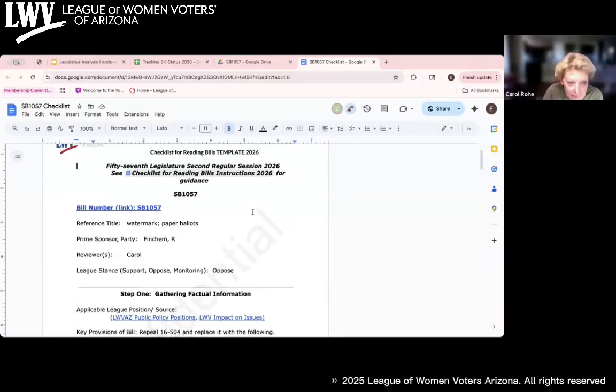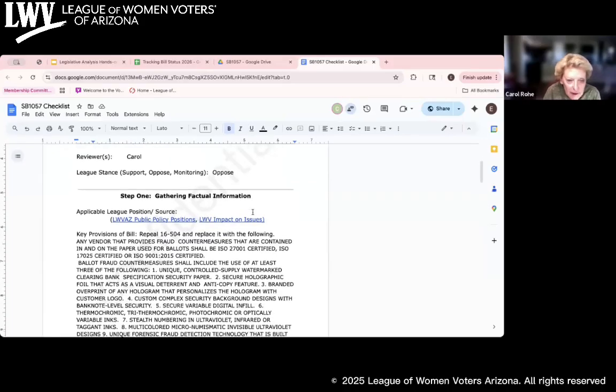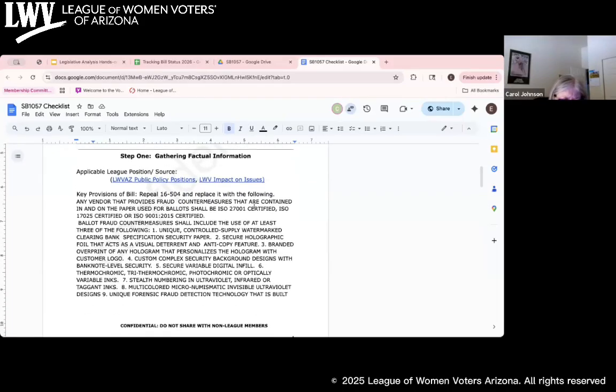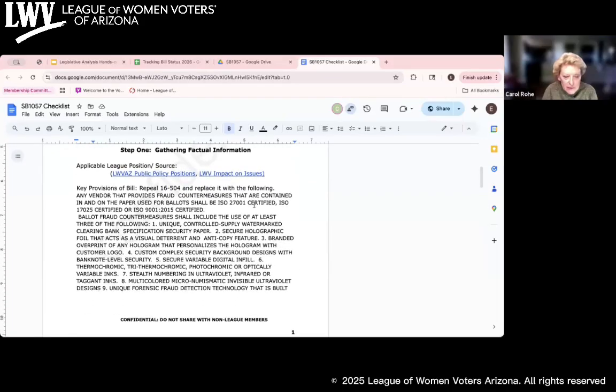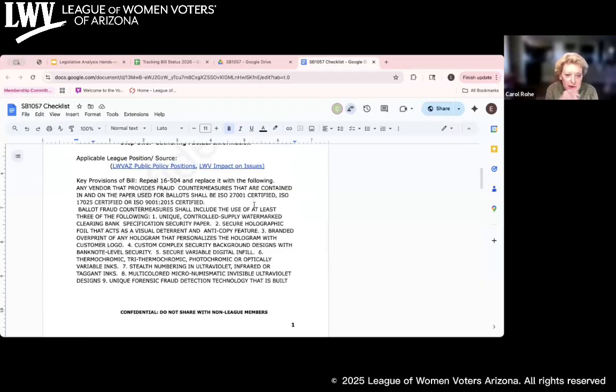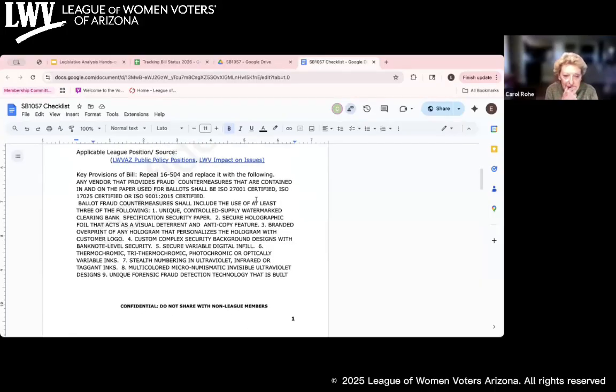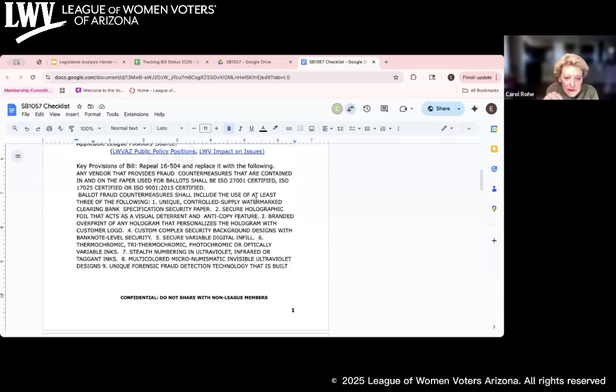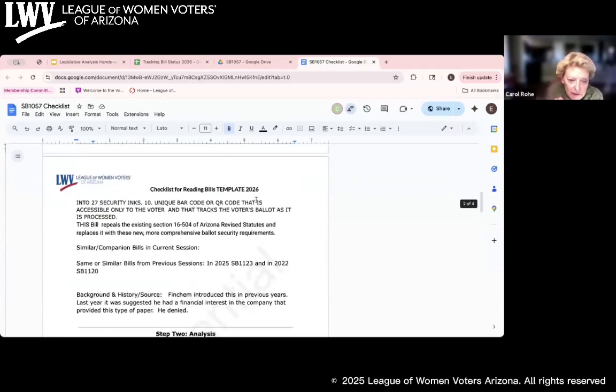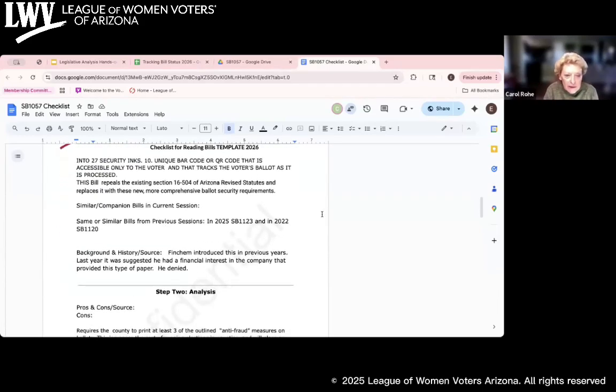Okay, good morning. This is the checklist for 1057. The first thing you do is the key provisions of the bill. What I do is I look at the bill for the red lines and the blue lettering, and that's what's changed. Then I basically cut and paste it in there, saying this is what the bill wants to do. And then I do a little summary.